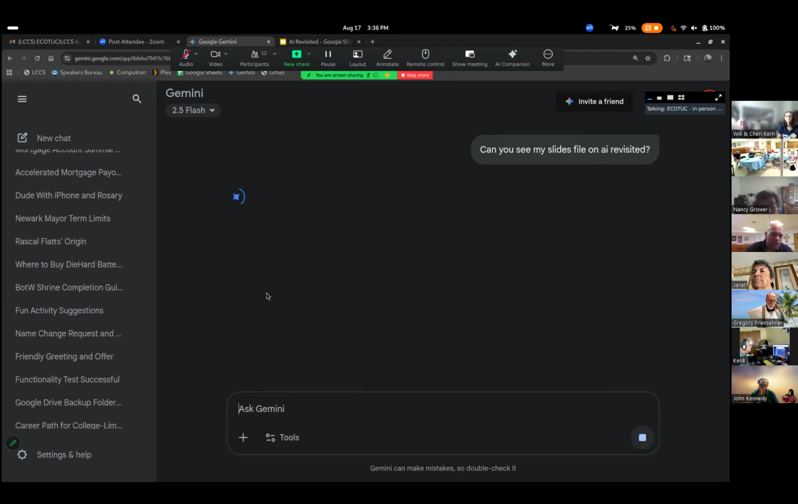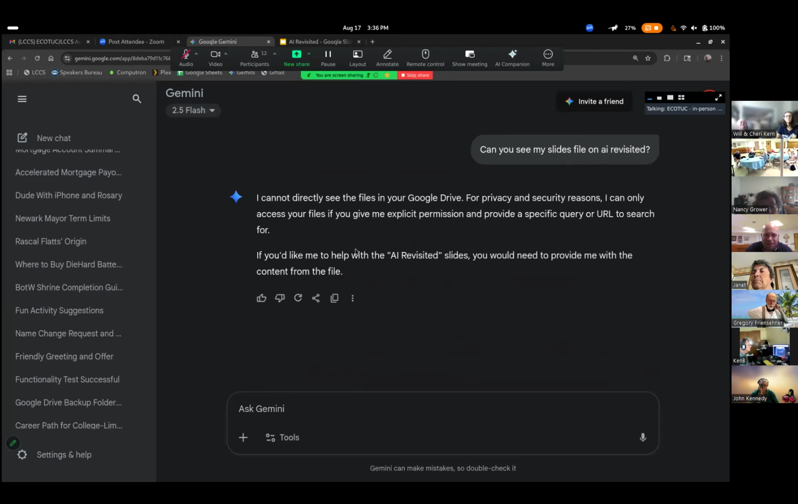See, this is the Flash version. It's supposed to be faster. It says: I cannot directly see the files in your Google Drive. For privacy and security reasons, I can only access your files if you give me explicit permission and provide a specific query or URL. If you'd like me to help with the AI Revisited slides, you would need to provide me with the content from the file. That's not what it told me last time. It looked at my slide content for me.